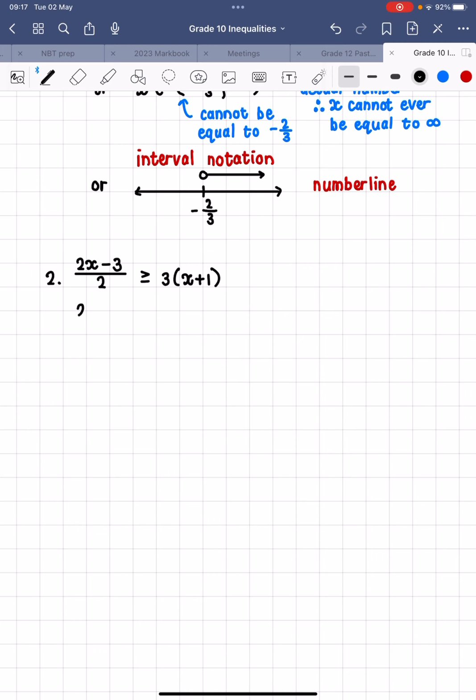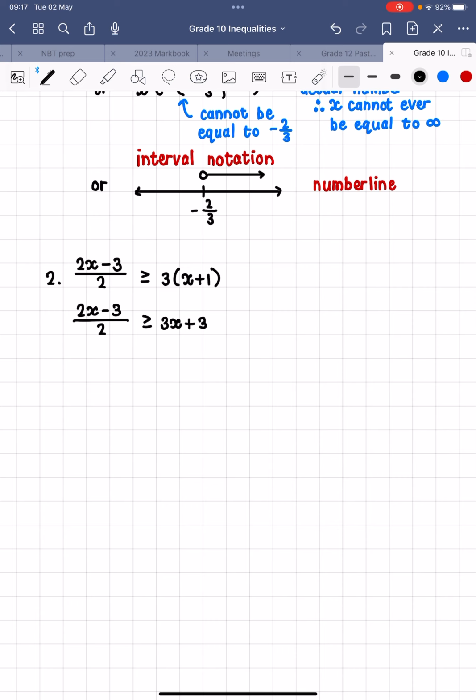Okay, we can do that. So we're going to leave what we have on the left-hand side just as it is. So it's 2x minus 3 over 2. Now, guys, this symbol now is saying greater than or equal to. So when we do our brackets, we're going to have a square bracket for that one. I'll show you when we get to that point. And now we're going to say 3x plus 3.